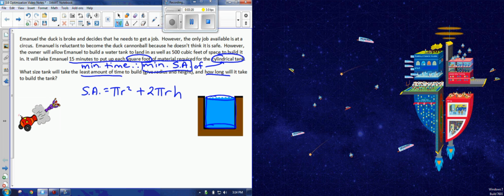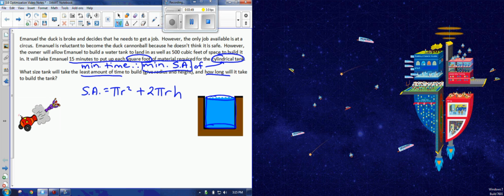Now, we want to minimize surface area. So think about what we've learned about taking the minimum or finding the minimum or maximum of an object. So we want to take the derivative. However, when I take the derivative, we again have an issue because we have those radius and height. So we need to find a way to get this in terms of one variable only. Either r or h, it doesn't matter.